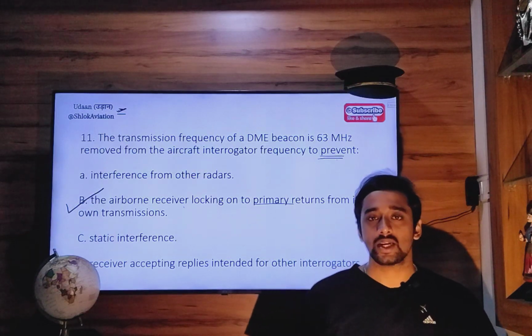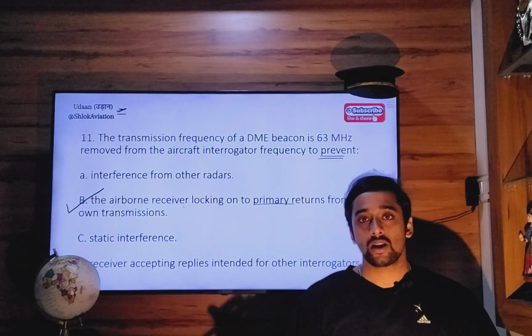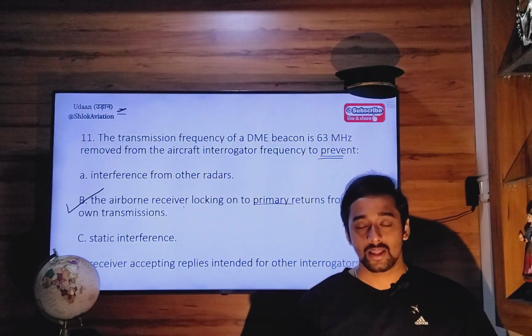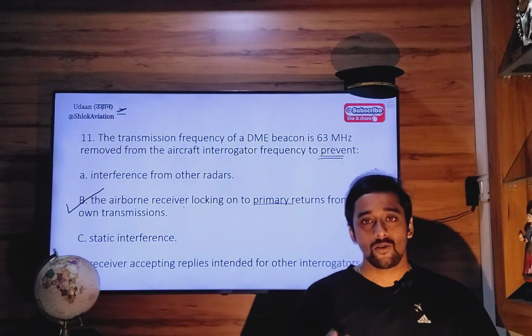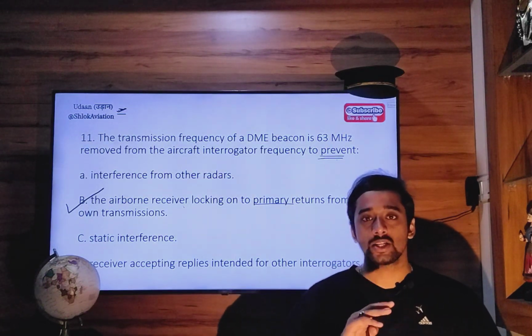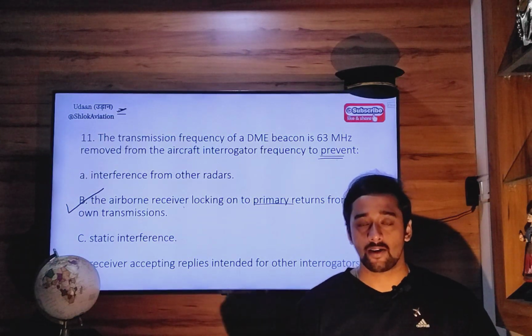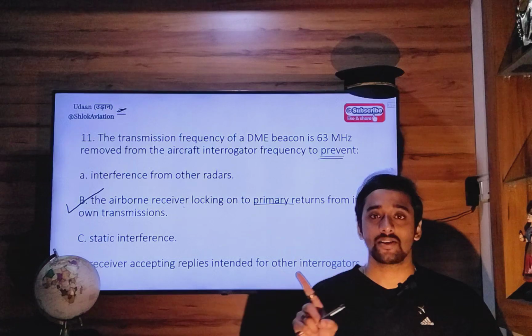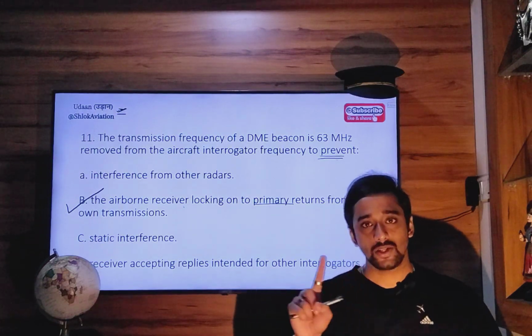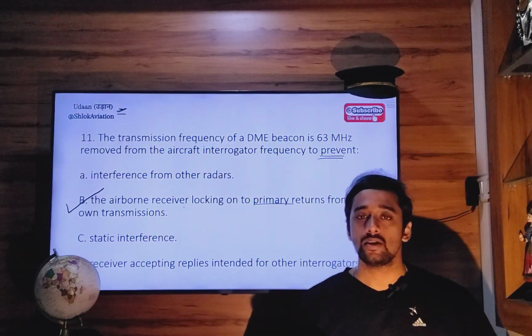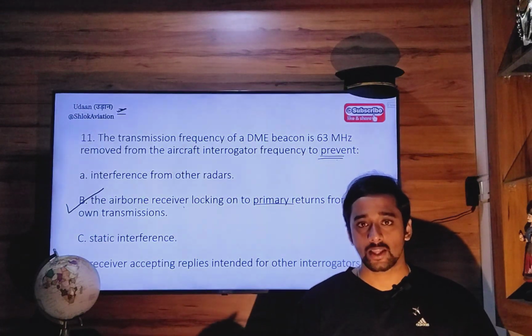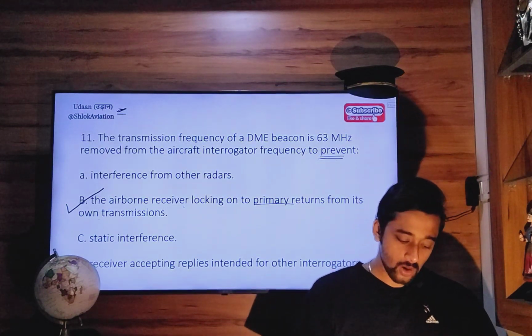Primary returns are nothing but returns or reflections. Now primary radar is based on the reflection or echo principle. Whatever radio energy is sent to the aircraft target strikes it and gets reflected back. So the transmission frequency and the reception frequency are the same. That's why it is called primary return. Basically, it's nothing but a reflection, from its own transmissions.